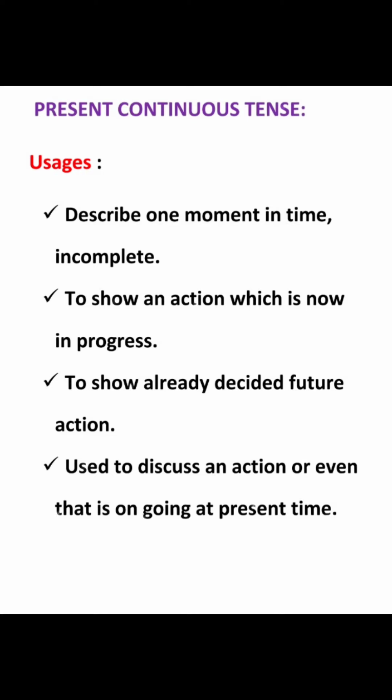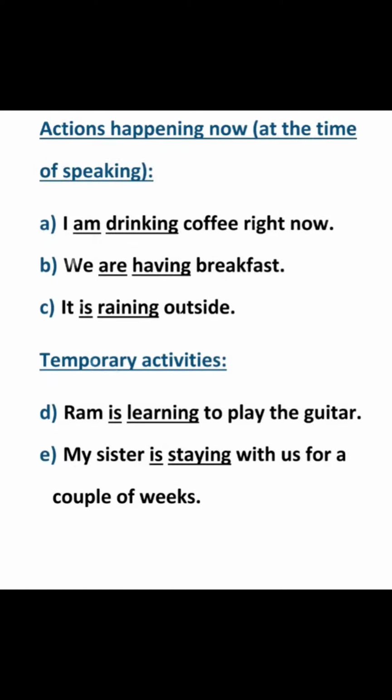Describe one moment in time, incomplete, to show an action which is now in progress. To show an already decided future action. Used to discuss an action or event that is ongoing at the present time. Next we see some examples. Actions happening now at the time of speaking. I am drinking coffee right now. We are having breakfast. It is raining outside.